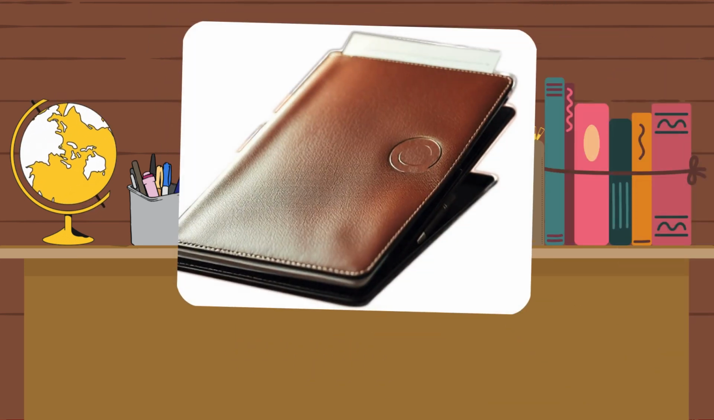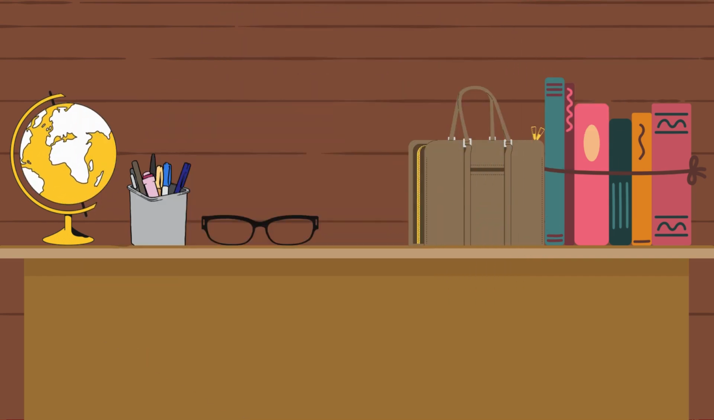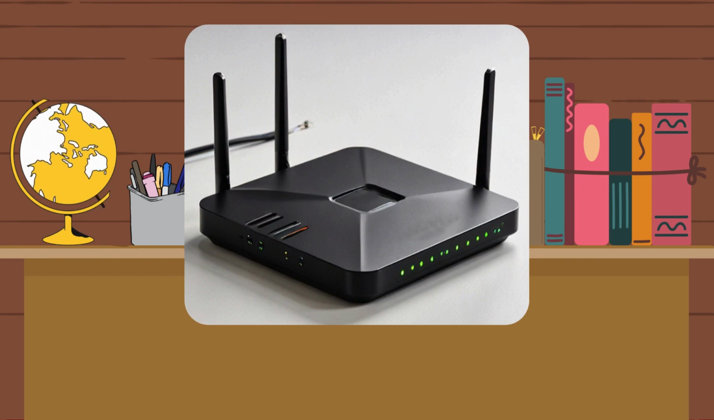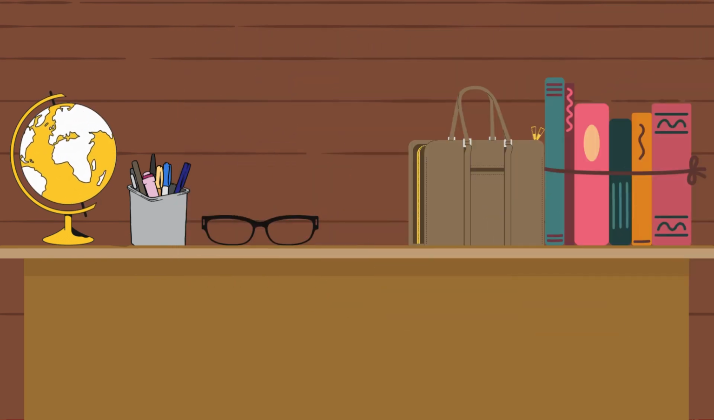What is this? This is a dossier. What is this? This is a tablet. What is this? This is a router. What is this? This is a paper tray.